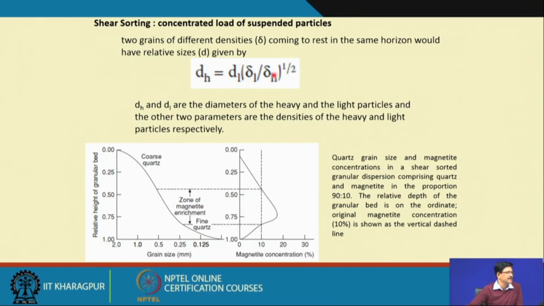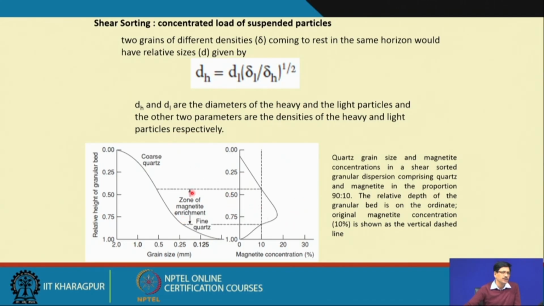So here L is for lighter and H is for heavy. Two grains of different densities coming to rest in the same horizon would have relative sizes d. So the d of the heavy particle and the d of the lighter particle will be related in this expression, where dh and dl are the diameters of the heavy and the light particles, and the other two parameters are the del parameters, which we have defined before.